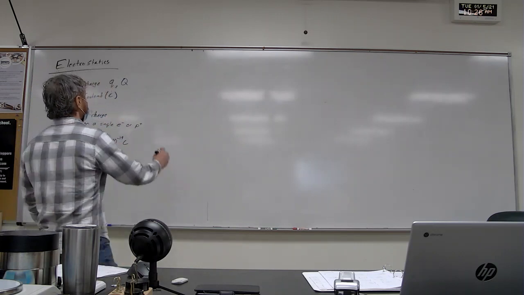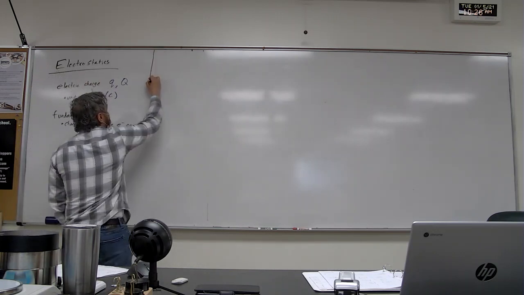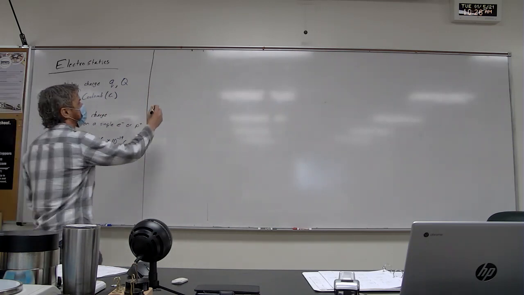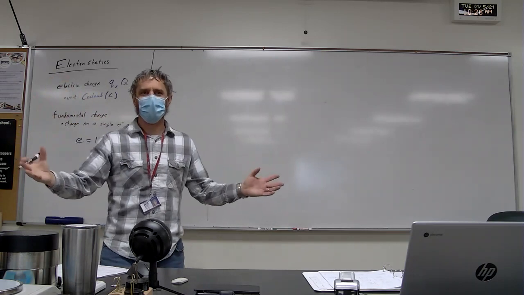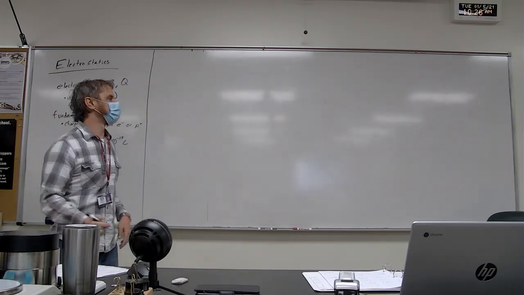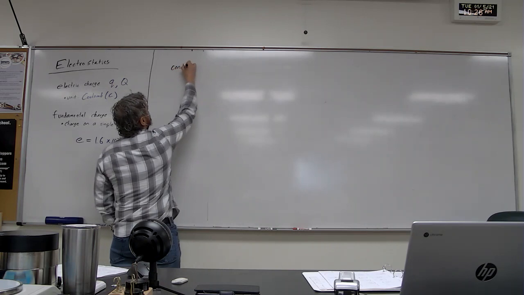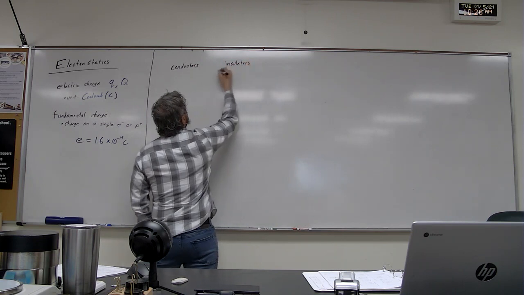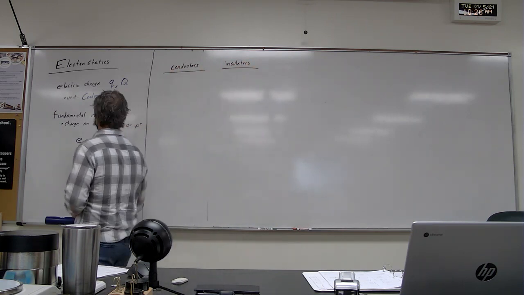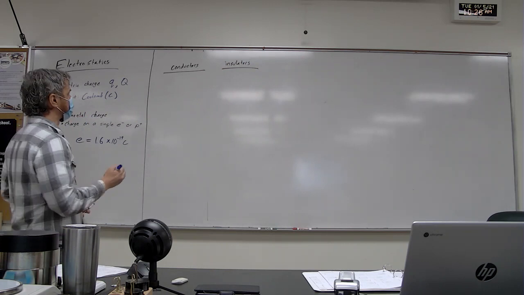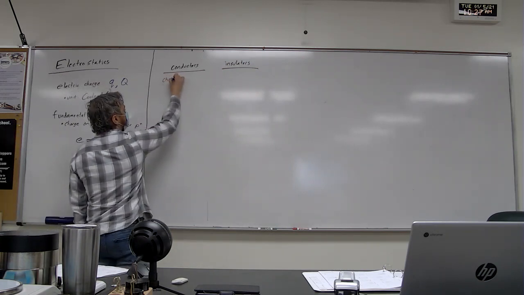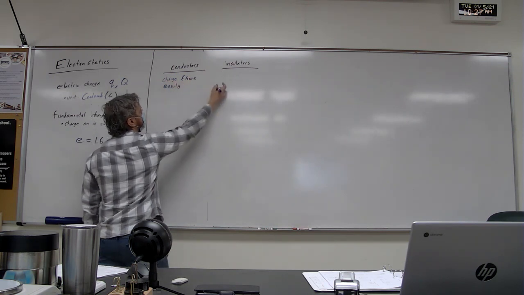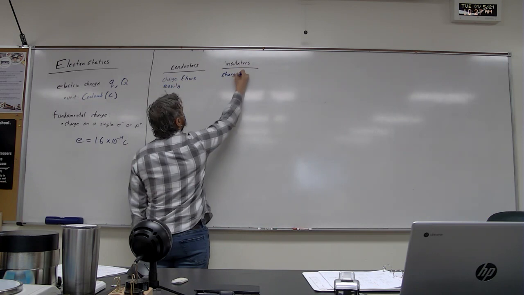Okay. Now, charges behave very differently depending on what type of material they are residing on. There are 2 overarching types of materials, and those are conductors and insulators. And as you might expect, on conductors, charge flows easily, and on insulators, charge does not flow easily.